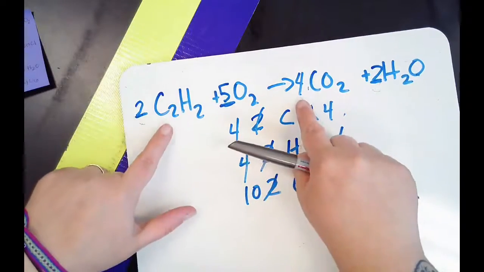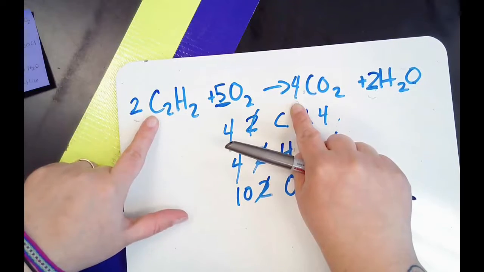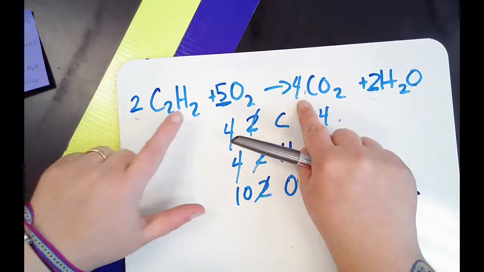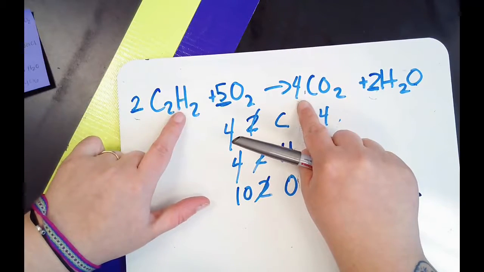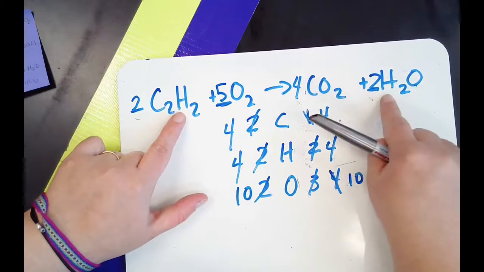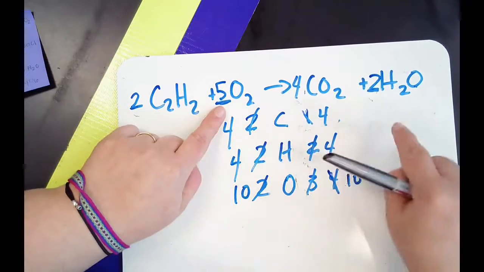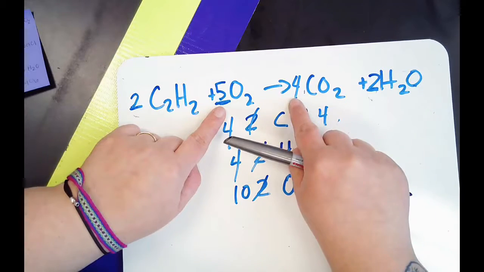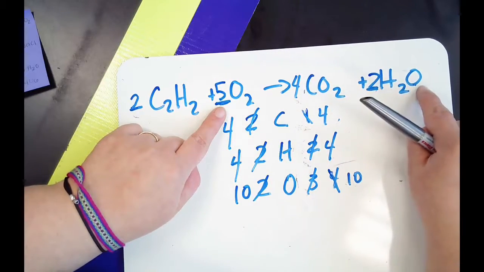So I'm going to have 4 here, 4 here. I have 2 hydrogens here, but it's multiplied by 2, so that's 4, okay? There's 4 hydrogens right there. Here is 10, 5 times 2, oxygens. Here's 8 oxygens, 4 times 2. Here's 2 more oxygens, 2 times 1. So now that's 10. So here's my balanced combustion reaction.